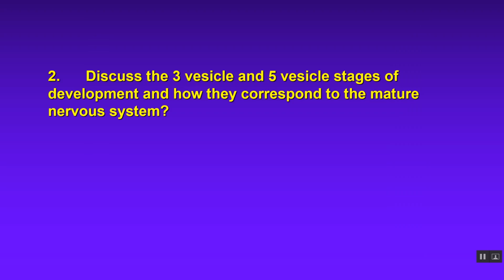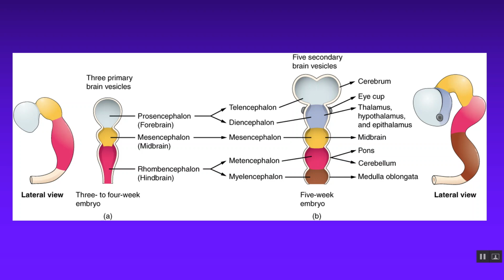So, the 3-vesicle and 5-vesicle stages and how they correspond to the mature nervous system. I handed you out that little diagram on the back of those things, which is probably a little better for the way we want to look at it. Here's another picture that's more color-coded, which is sometimes nice to see.